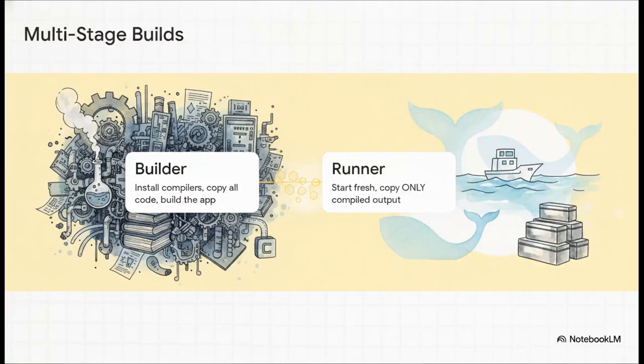So, how do we bypass that? We use our ultimate solution, multi-stage builds. We basically break our Dockerfile into two distinct stages. Stage 1 is the builder. We literally name it builder. Here we do all the dirty work. We install heavy compilers, copy all our raw source code, and build the app. Then we start stage 2, the runner. For this, we start completely fresh from a clean base image, and we literally only copy the finalized compiled output from stage 1, totally abandoning that messy builder environment.